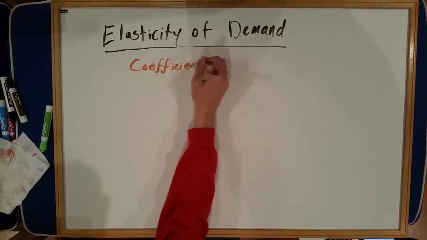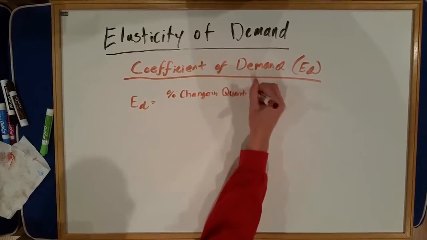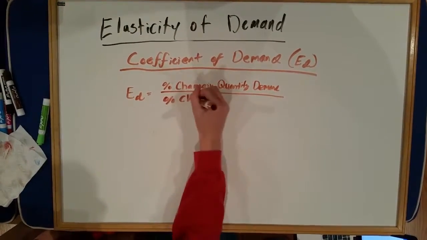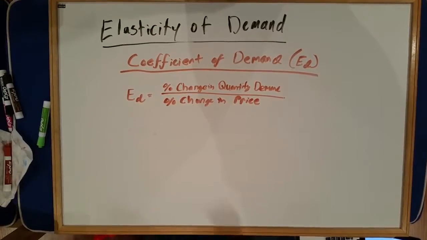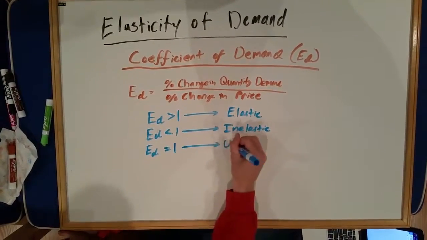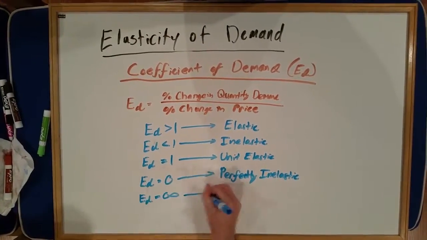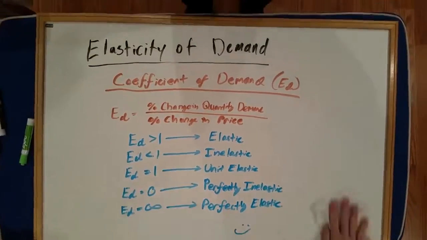Okay, we're also going to talk about the coefficient of demand, which helps you determine whether something's inelastic or not. So the coefficient of demand is the percent change in quantity demanded over the percent change in price. If it's greater than 1, it's elastic. If it's less than 1, it's inelastic. And if it's equal to 1, it is unit elastic. If it is equal to 0, it's perfectly inelastic. And if it's equal to infinity, it is perfectly elastic.